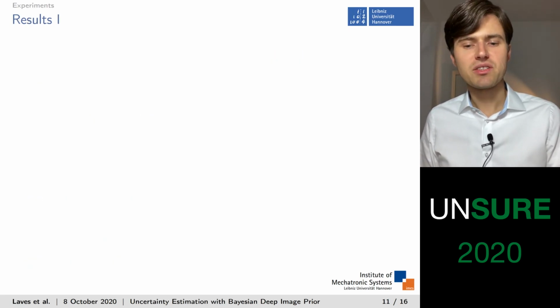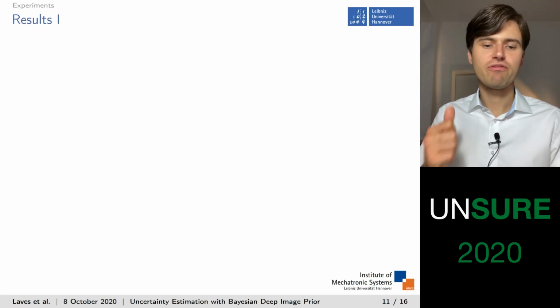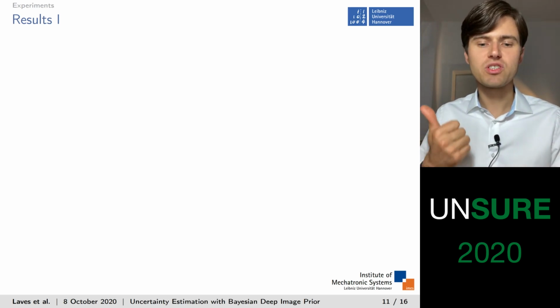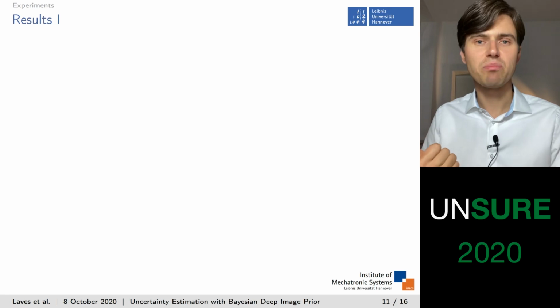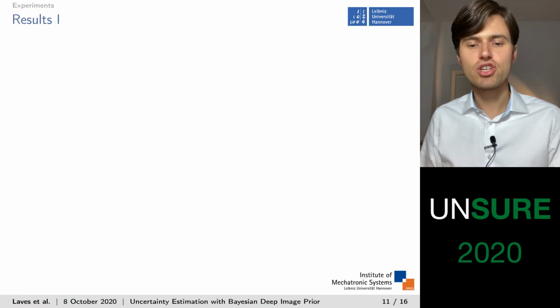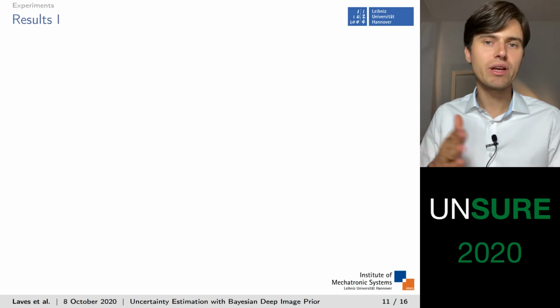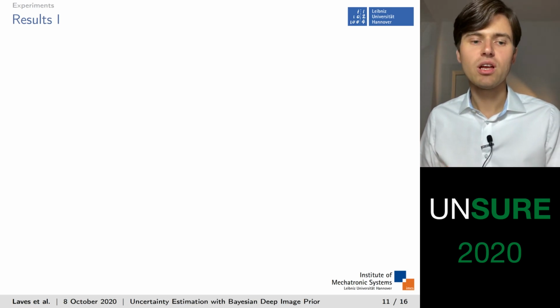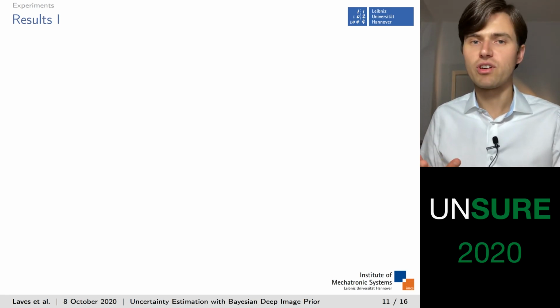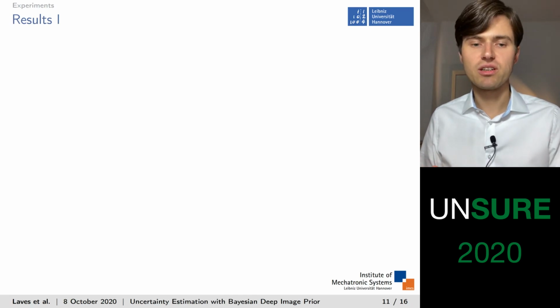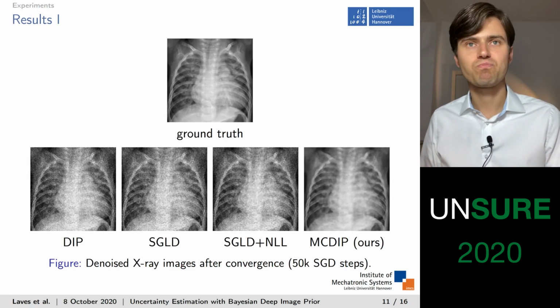Next, the results are presented threefold. First, we show the denoising performance by providing the denoised images and PSNR values after convergence. Second, we show possible overfitting by plotting the PSNR values between the reconstruction and the ground truth image during the optimization. And third, we show goodness of uncertainty by providing calibration diagrams and uncertainty maps.